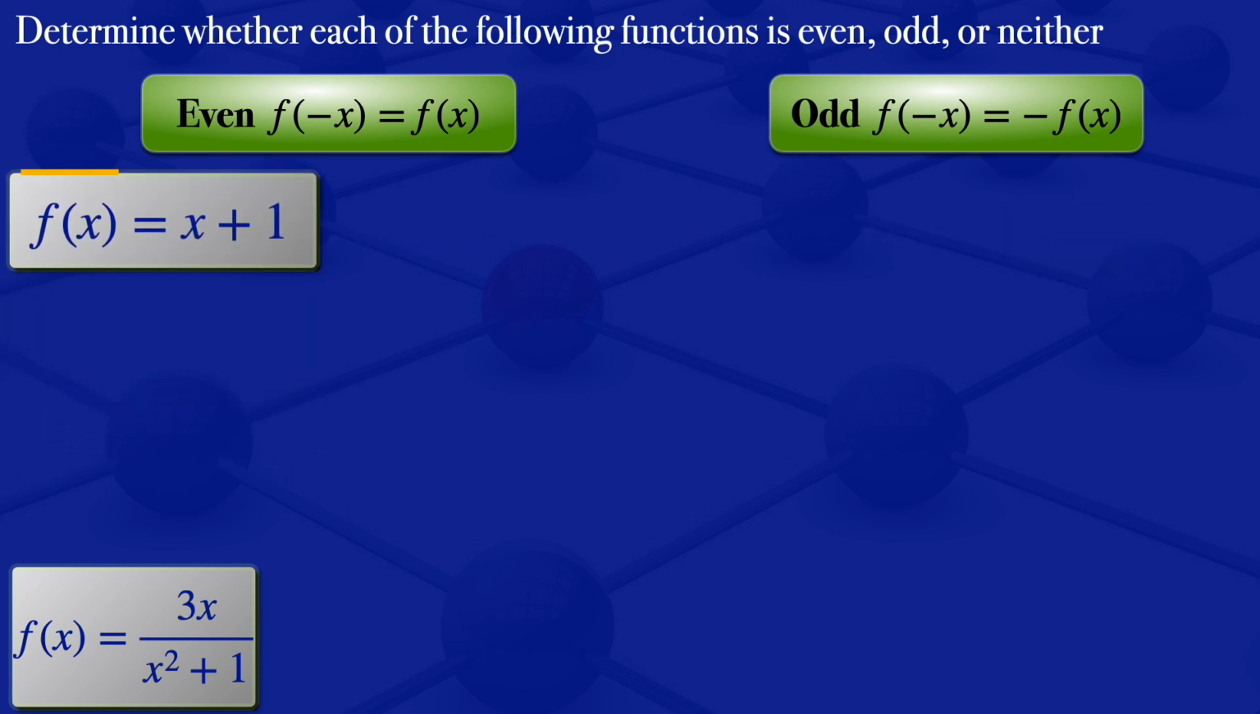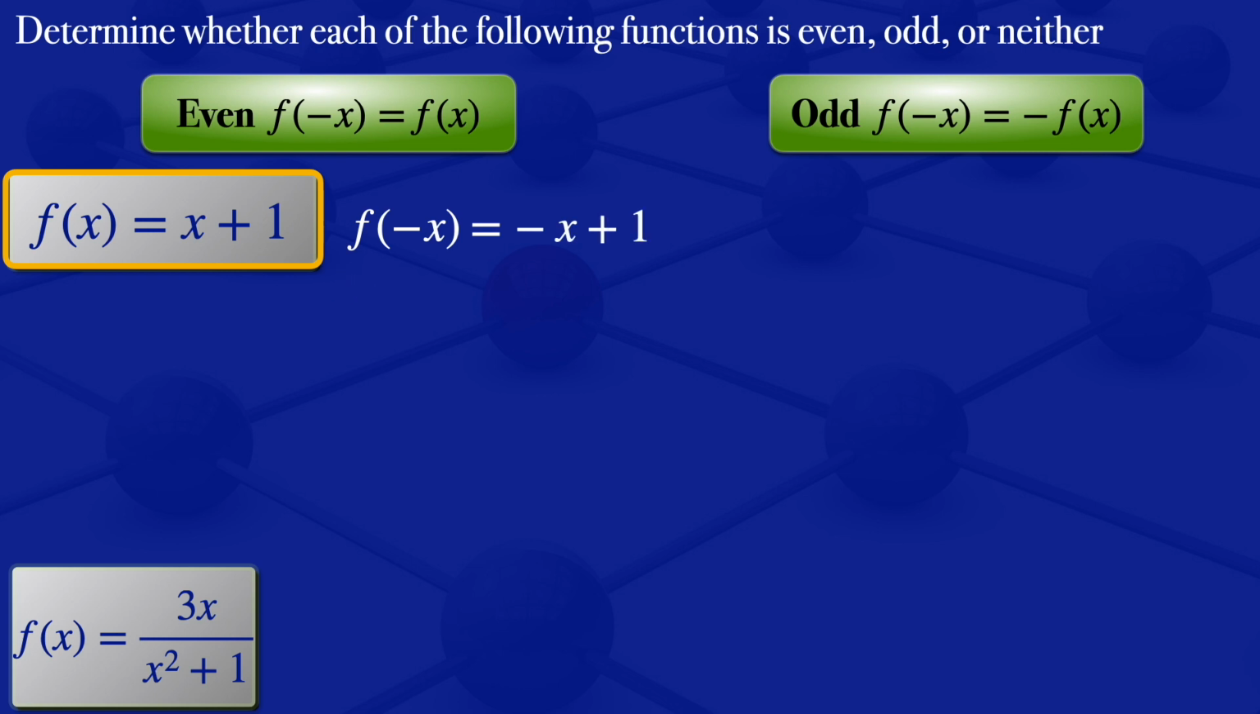On this one here, f of x equals x plus 1. To check if it is even or odd, I evaluate f of minus x. For f of minus x, I'm saying wherever we have x here, we put minus x. So f of minus x there will be minus x plus 1.